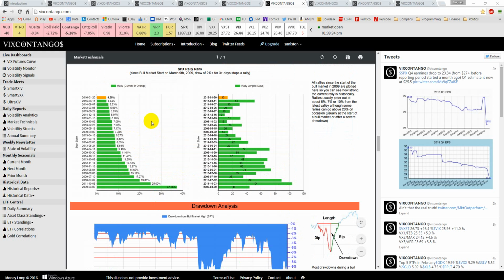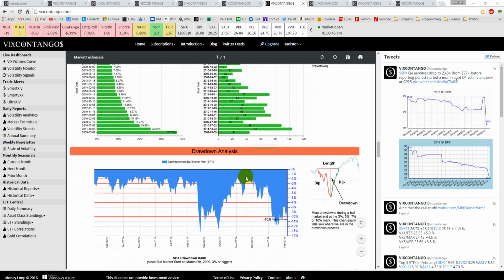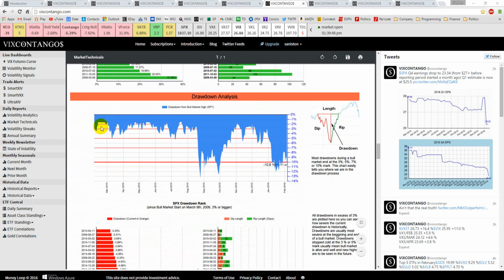The next chart shows you the rally streaks ranked from all time. So they're ranked here by magnitude of the rally streaks, and then you can get to see how many days they took. The next chart gives you a drawdown analysis of the SPX. So what is the drawdown from all-time high along with key levels?